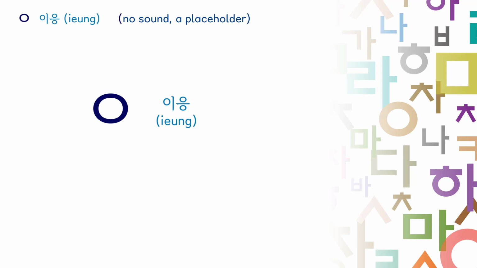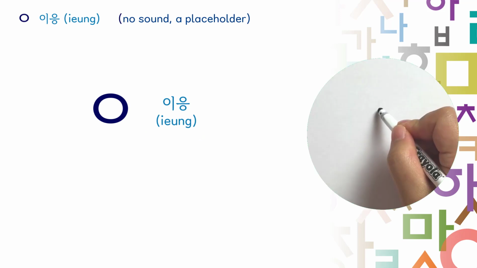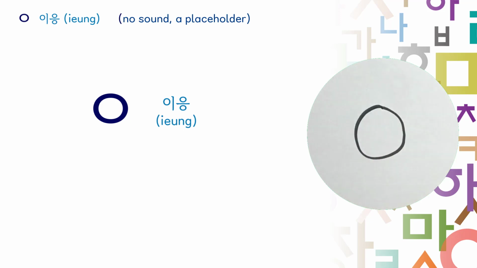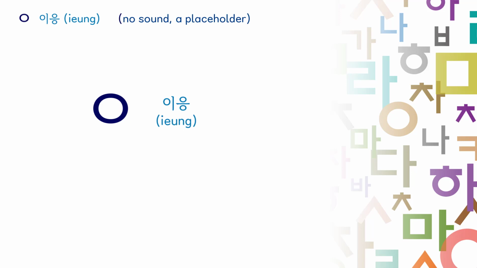Okay, so let's now look at the letters 이응 and 히읗. Now, 이응 has no sound, and we often call it a placeholder. And 이응 is written like this. Now, English words can begin with a vowel letter. So we can have words like oil, which begins with a vowel sound. However, in Korean, a syllable always has to begin with a consonant letter.